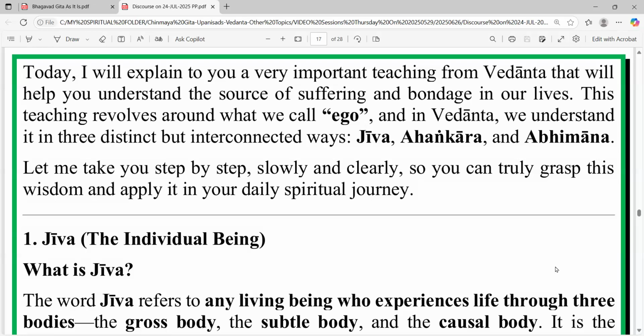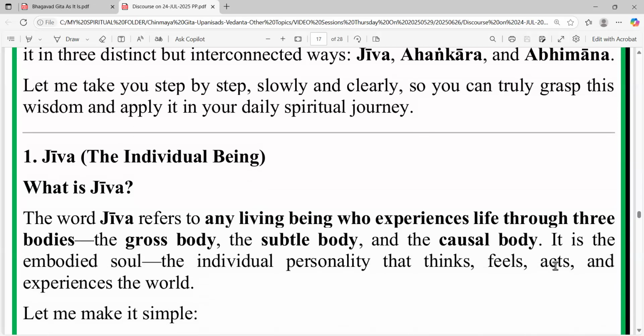This teaching revolves around what we call ego, and in Vedanta, we understand it in three distinct but interconnected ways. Number one, Jeev. Number two, Ahankar. And number three, Abhiman. Let me take you step by step, slowly and clearly, so you can truly grasp this wisdom and apply it in your daily spiritual journey.